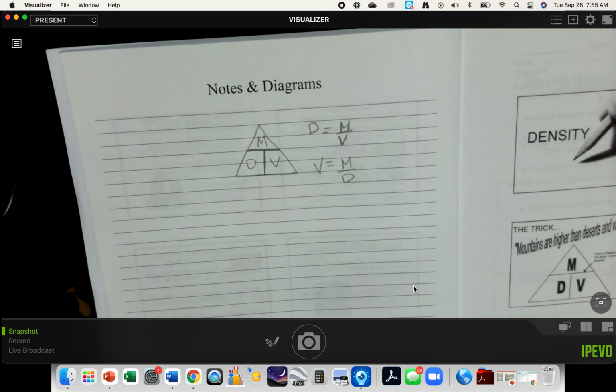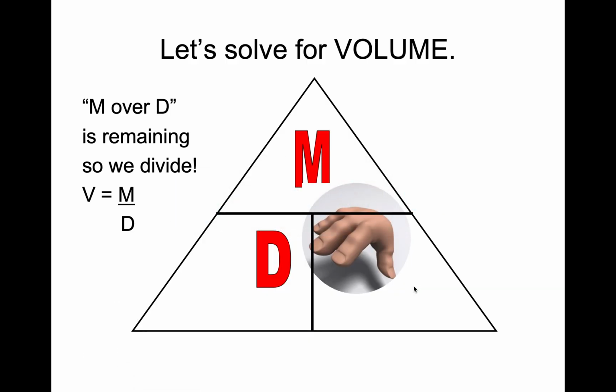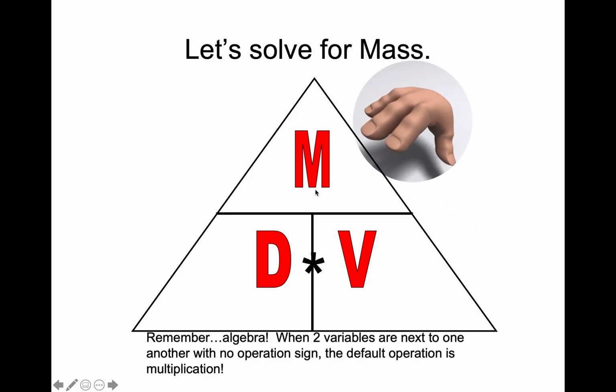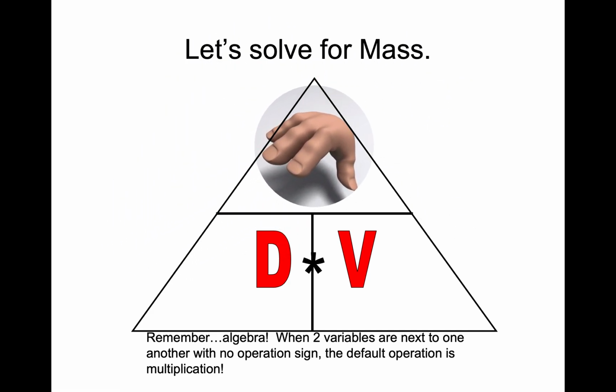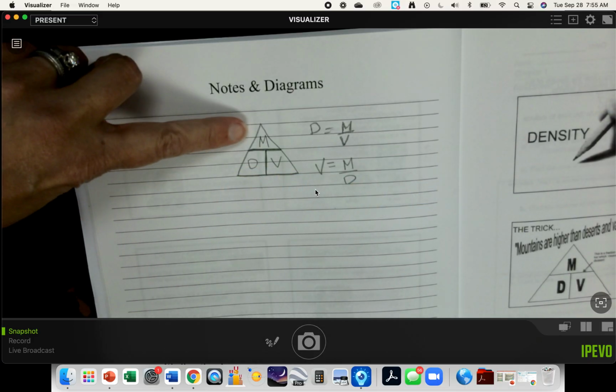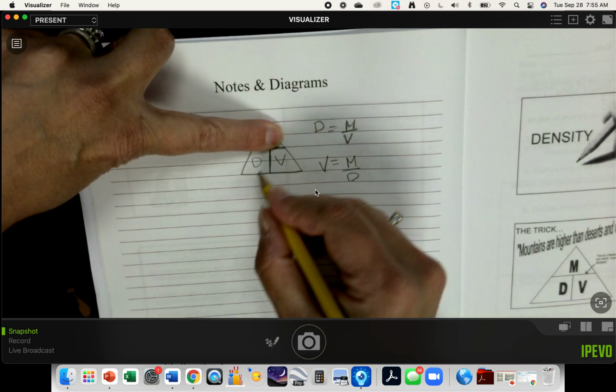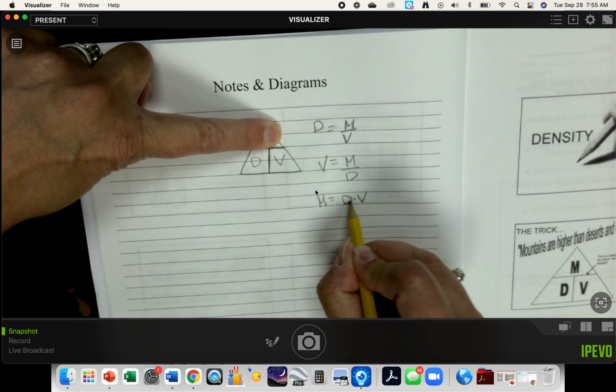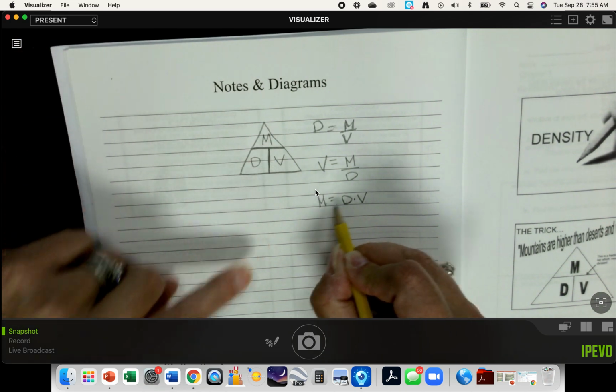Okay, well, let's do the same thing for mass. Okay, let's solve for mass. Now, when two variables are next to one another with no operation sign, the default operation is multiplication. So if we have D and V next to one another, we're multiplying. So let's cover up the M. Scary hand. Let's cover up the M. Okay, so mass is equal to density times volume. So let's go back to our page here. We're going to cover up our M. Mass is equal to density times volume. So when we're given density and volume, we just cover up the M, and that's the equation.